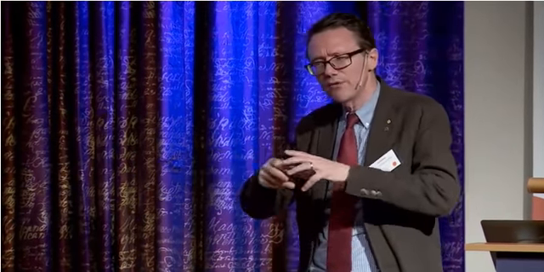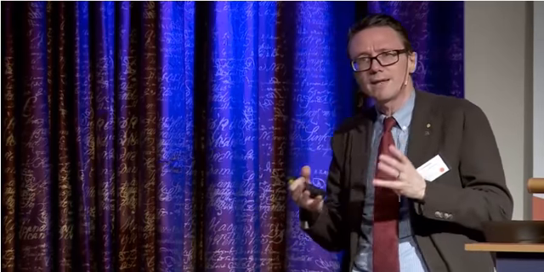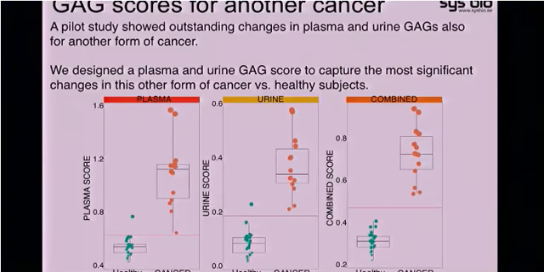So it turns out that this is, even though we were led down that track by this cancer being special metabolically, it turns out that this reprogramming of glycosaminoglycan metabolism is not unique to kidney cancer. It's also in another cancer here. Here's shown again the plasma, urine, and the combined score. And again, you can see you can completely separate. And it turns out that this score is different, even though the measurements are the same, from that from kidney cancer.